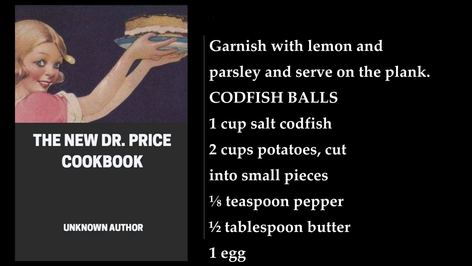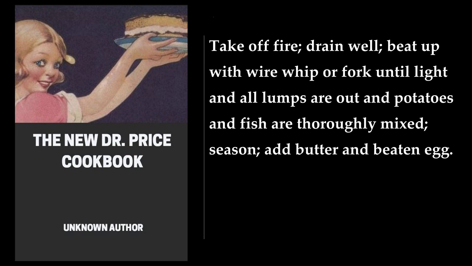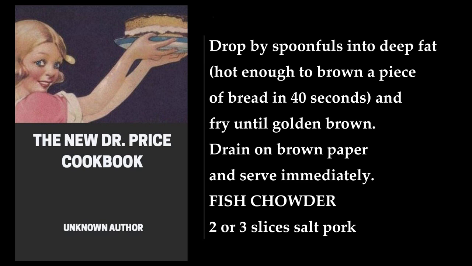Codfish balls. 1 cup salt codfish. 2 cups potatoes, cut into small pieces. 1/8 teaspoon pepper. 1/2 tablespoon butter. 1 egg. Pick over fish and shred into small pieces. Put potatoes into deep saucepan, cover with cold water. Add fish and boil until potatoes are soft. Take off fire, drain well, beat up with wire whip or fork until light and all lumps are out and potatoes and fish are thoroughly mixed, season, add butter and beaten egg. Drop by spoonfuls into deep fat, hot enough to brown a piece of bread in 40 seconds, and fry until golden brown. Drain on brown paper and serve immediately.